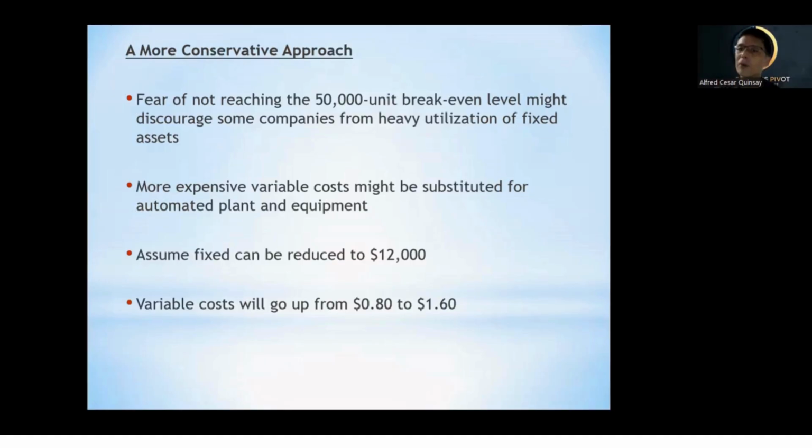Now, meron namang iba mga conservative yung approach. So these are things na medyo akala nila sa umpisa they would think na nakakatipid sila, but in reality they're not. And fear of not reaching 50,000 break-even point might discourage some companies from heavy utilization of fixed assets. So they would rather have the good old labor. There's nothing wrong about that. But the thing is, that is not strategic.